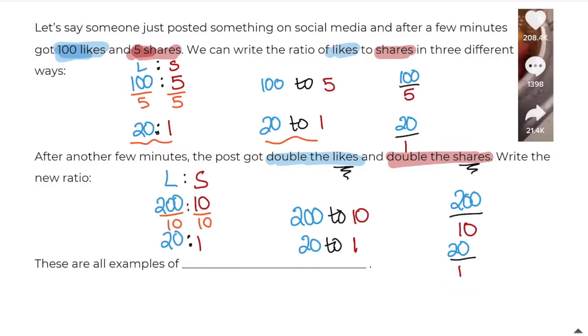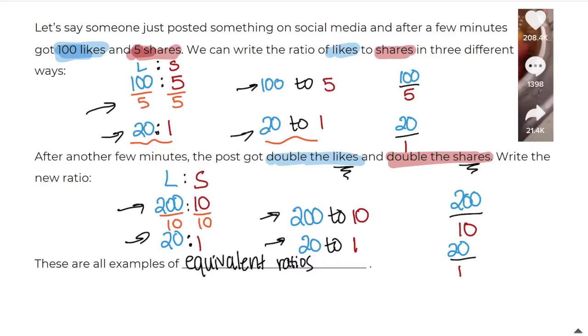And these are all examples of equivalent ratios. All of these ratios that we're looking at here are equivalent to each other, because when you reduce them, they're all 20 to 1. So how do we get equivalent ratios? By multiplying or dividing each part of our ratio by the same number.